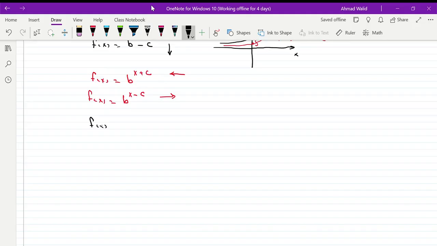If you have f of x equals b to the power of x, times c, correct? In this case, you have a vertical stretch or shrink based on what this number c is. And the last one, if you have f of x equals b to the power of cx, you have a horizontal stretch or shrink.